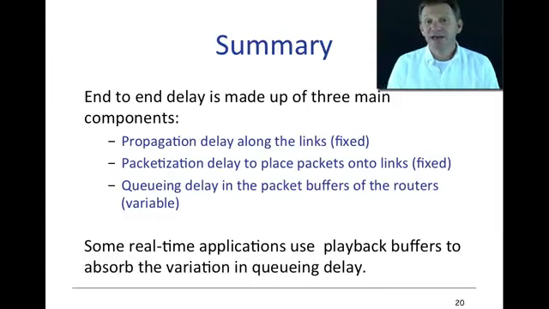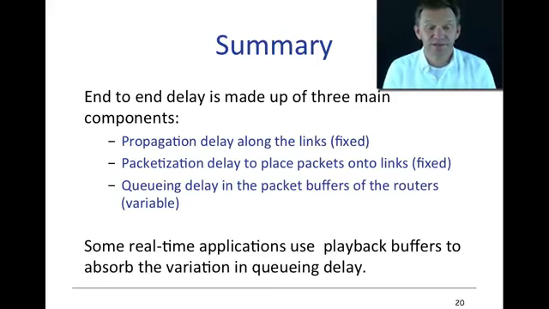Okay, so in summary, end-to-end delay consists of three components. The first two are fixed: propagation delay, which is the time that it takes for a bit to propagate over a link; the packetization delay, which is the time that it takes to put a packet onto a link; and then the queuing delay, which is variable, which is dictated by the time that a packet spends in the buffers in the routers along the path. Some applications, as we saw, use playback buffers to absorb this variable queuing delay to help the applications stream the video back to us at a fixed rate.